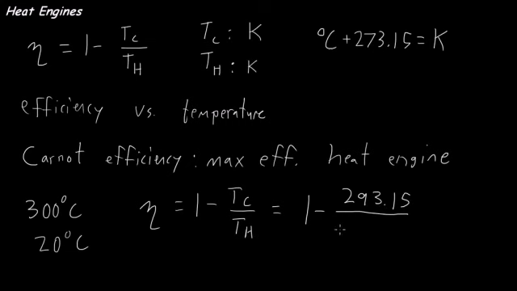293.15. And my Th would be 573.15. That's going to give me about 49% efficiency. So if I have this heat engine hooked up to a hot side of 300 and a cold side of 20 in Celsius, the maximum possible efficiency I can get from that heat engine is 49%.